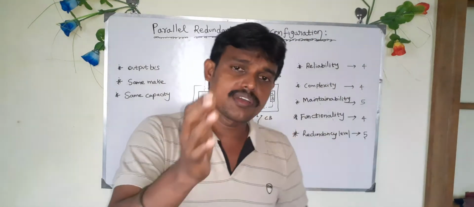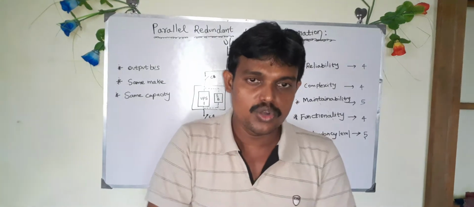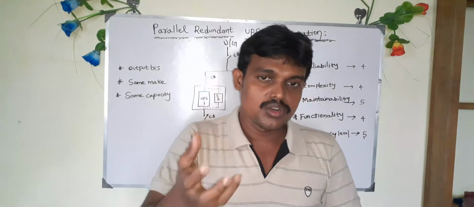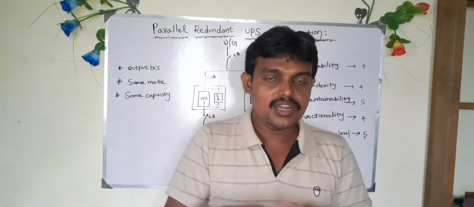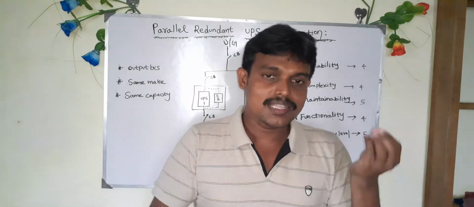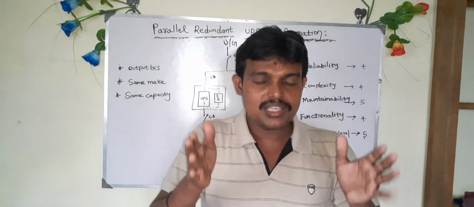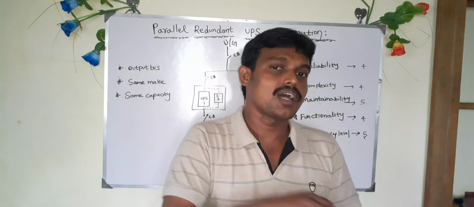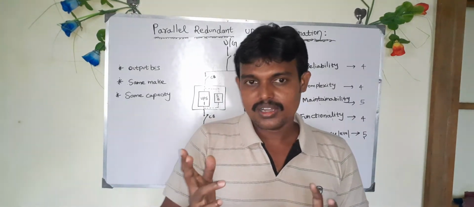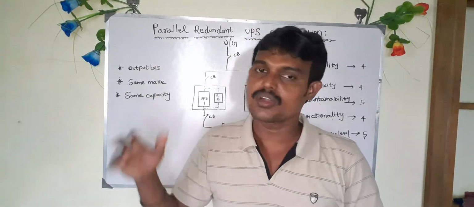Another thing is, assume you have 60% critical load. If you are putting your load on the parallel UPS configuration with UPS 1 and UPS 2, one UPS will take 30% load and the other UPS will take 30% load out of your total load. So if any fault occurs in any one of the UPS, the other healthy UPS will take the entire load. That type of capacity should be selected before putting into your UPS configuration, right?